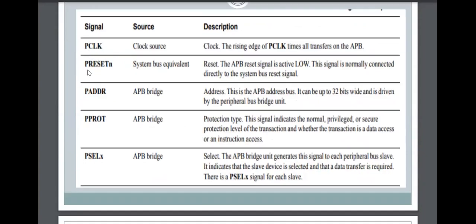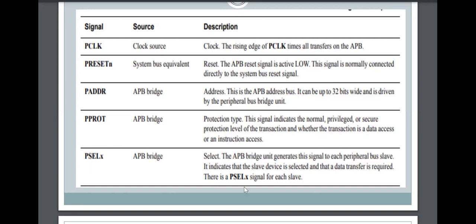You know what clock and reset mean. Address is a 32-bit address, which will be used. And P protect is nothing but a protection type. It is used to protect the data: the signal can be sent in a normal, privileged, or secure manner, and these are the protection levels for transmitting the data. When the transaction is a data access or an instruction access, we can send the data in a normal way, privileged way, or secure way. These options can be selected by using protect.